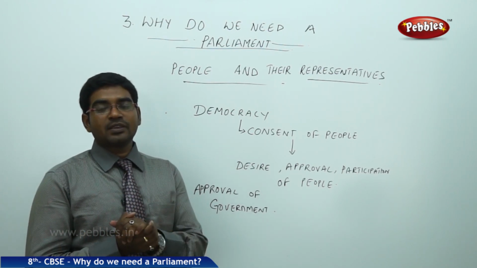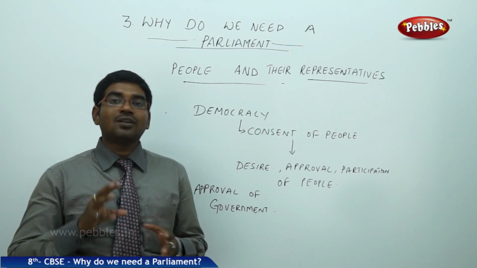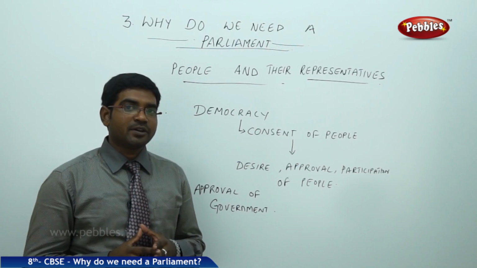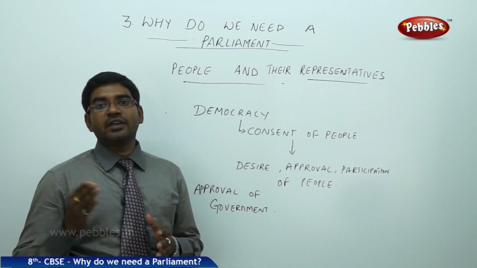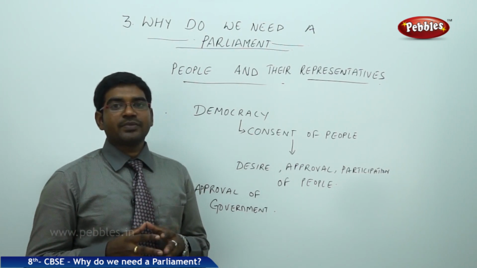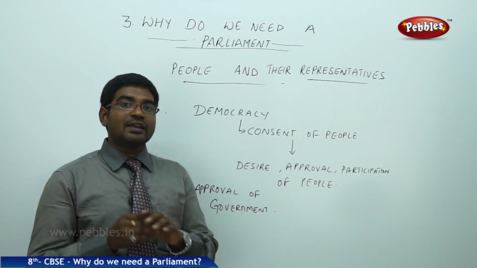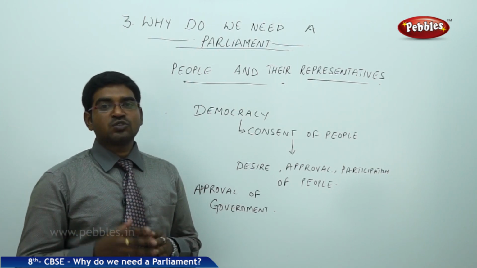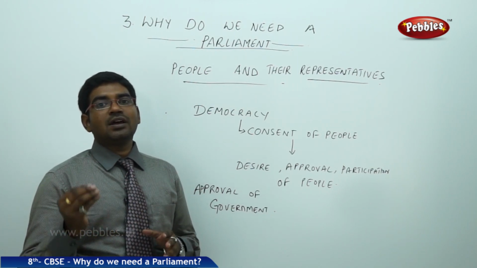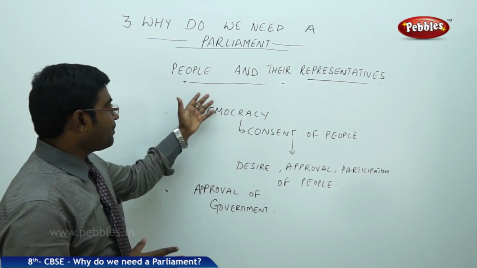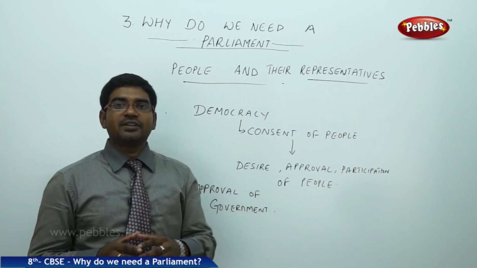The same people were supposed to follow the rules and regulations dictated by the government, which were made against the interest of the people. So looking at all these consequences, the framers of the constitution guaranteed to all the people the right to vote, which we call universal adult franchise. Now moving ahead, people and their representatives.